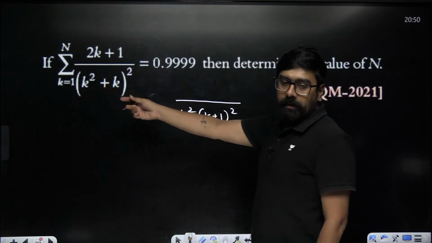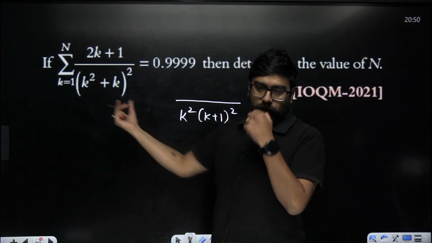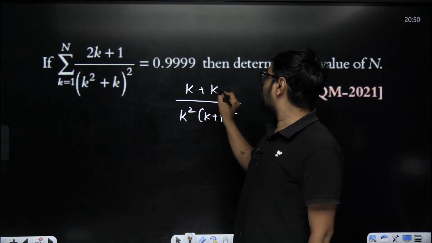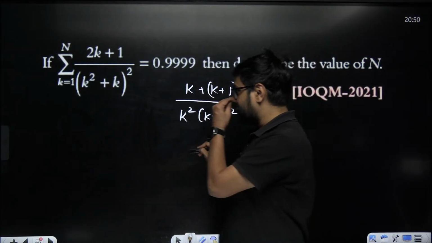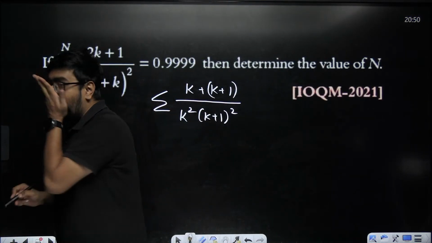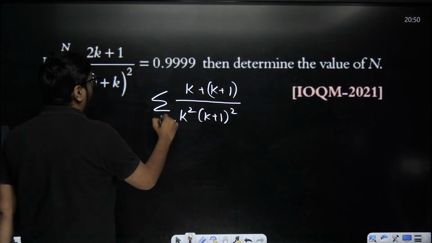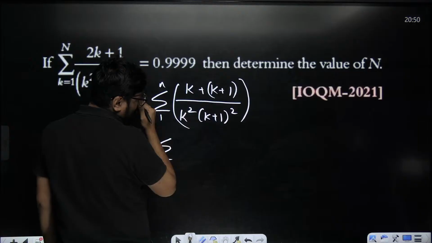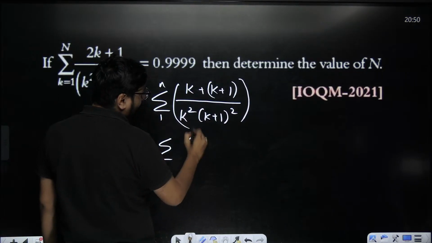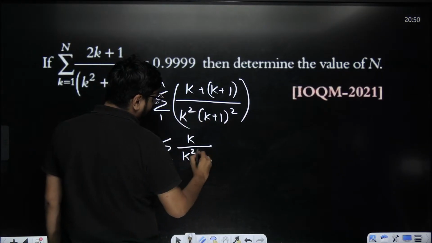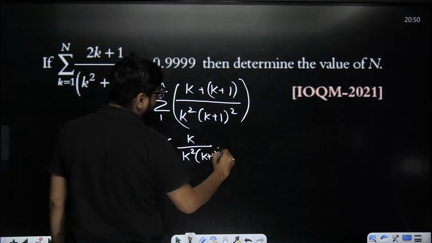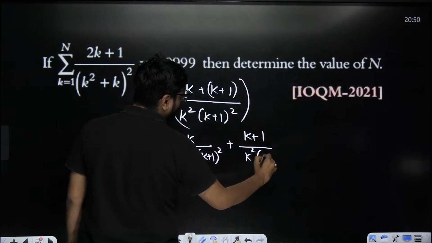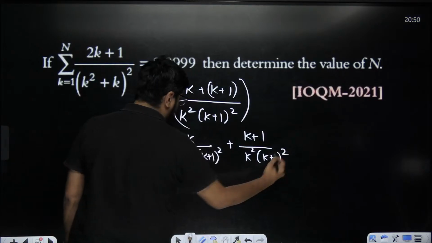K common, so k into k plus 1 it will be. So k square into k plus 1 whole square, and here I am writing k plus 1. Sigma is over this, 1 to n. Now I can split it: k divided by k square into k plus 1 whole square, plus k plus 1 divided by k square into k plus 1 whole square. Either I can split and do something.